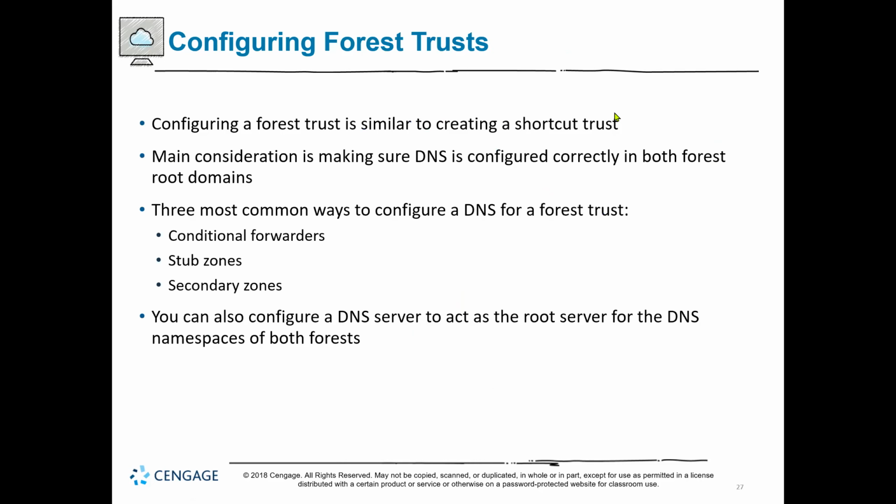Okay, configuring forest trusts. Configuring a forest trust is similar to creating a shortcut trust. The main consideration is making sure DNS is configured correctly in both forest root domains. The three most common ways to configure DNS for a forest trust are conditional forwarders, stub zones, and secondary zones. You can also configure a DNS server to act as root server for the DNS namespace of both forests.